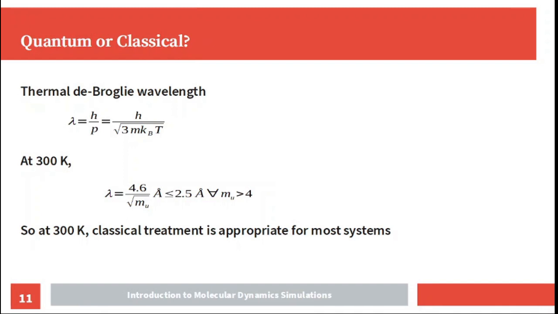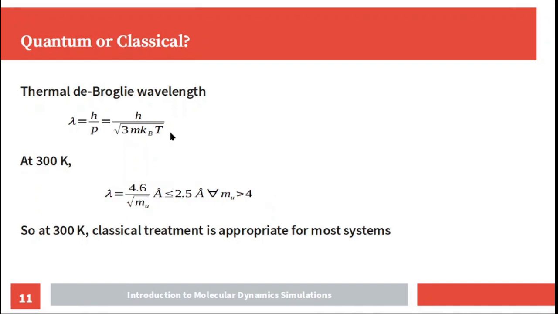One way of deciding whether to apply quantum or classical mechanics is to find out the thermal de Broglie wavelength of the material in question. The thermal de Broglie wavelength of a material or of an object can be calculated using this expression, where h is Planck's constant, m is the mass of the object, kB is the Boltzmann constant, and capital T is the temperature in Kelvin scale.